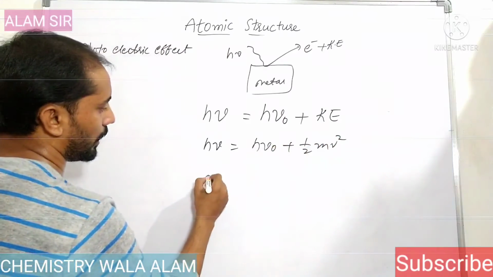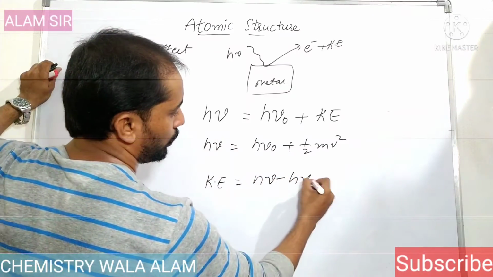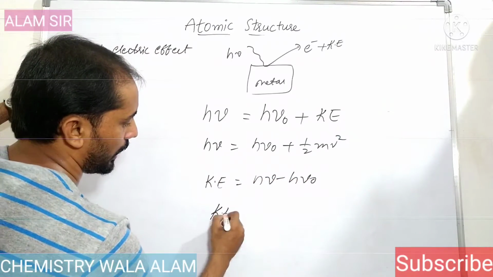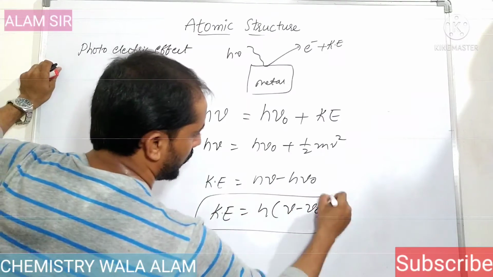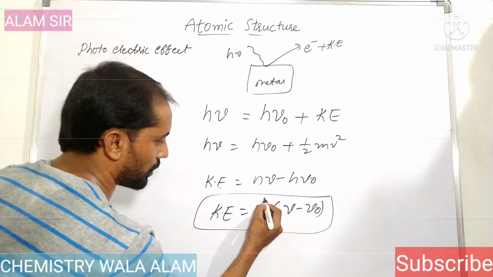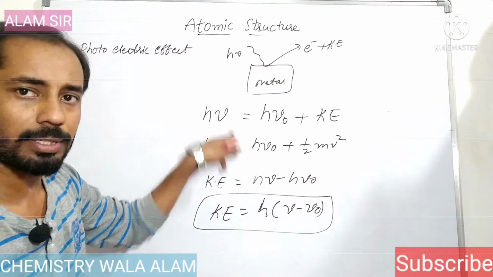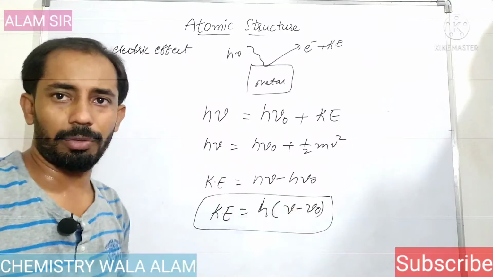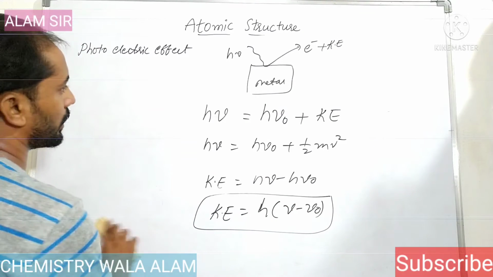Now, kinetic energy, half mv square, can be written as h nu minus h nu naught, or kinetic energy equals h into nu minus nu naught. Here K is the kinetic energy, h is the Planck's constant, and nu is the incident frequency. Nu naught is the threshold frequency. This is the photoelectric effect.